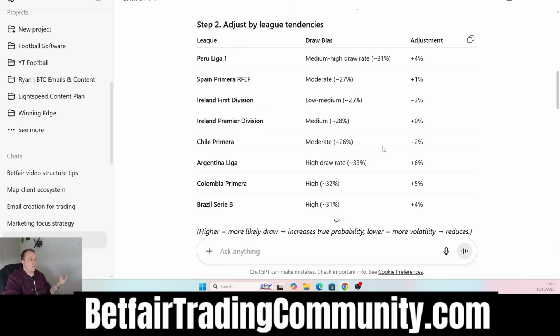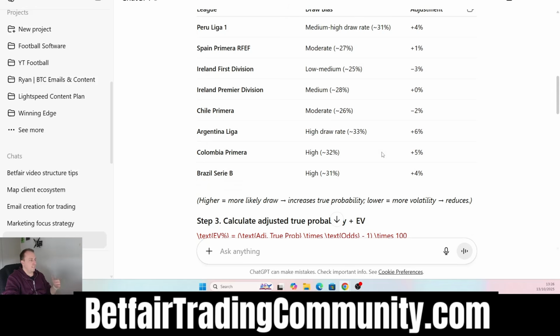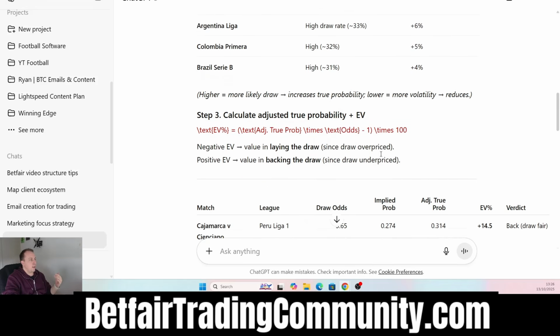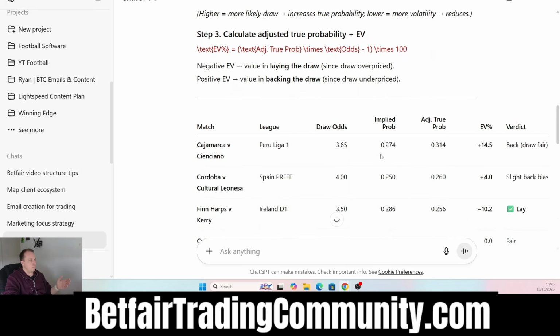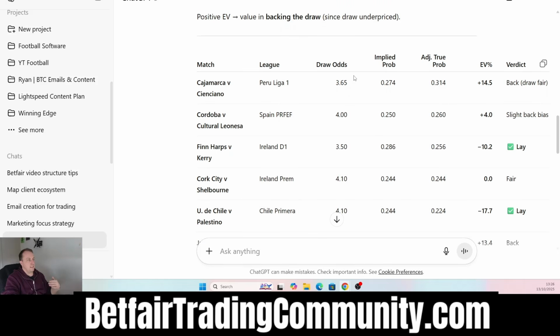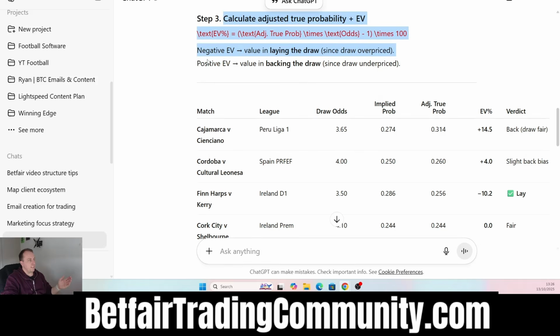And it's interesting. It shows you all the adjustments it makes. It shows you all the leagues that are trading that day. And then it goes through what it thinks is value, essentially. So you can see here, implied probability, true probability. Now, these are for draws where it's saying actually the odds are value on the draw. Okay, so the positive EV, this is what's important to remember when you're checking stuff like this. Negative EV is good for laying the draw. Positive EV is good for backing the draw in this calculation.